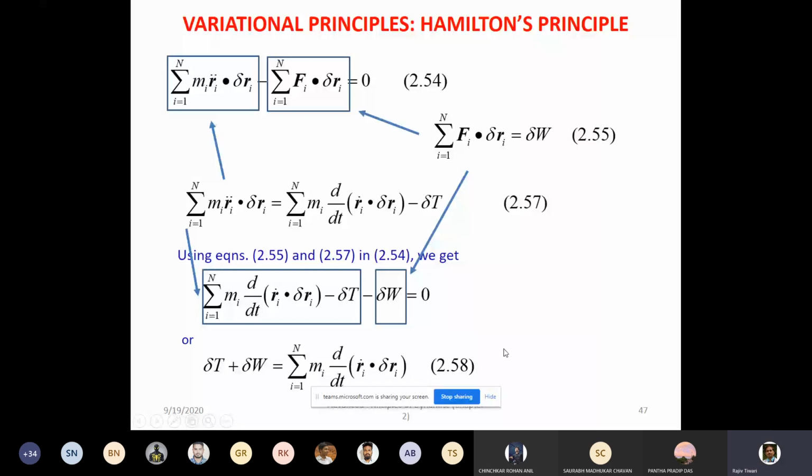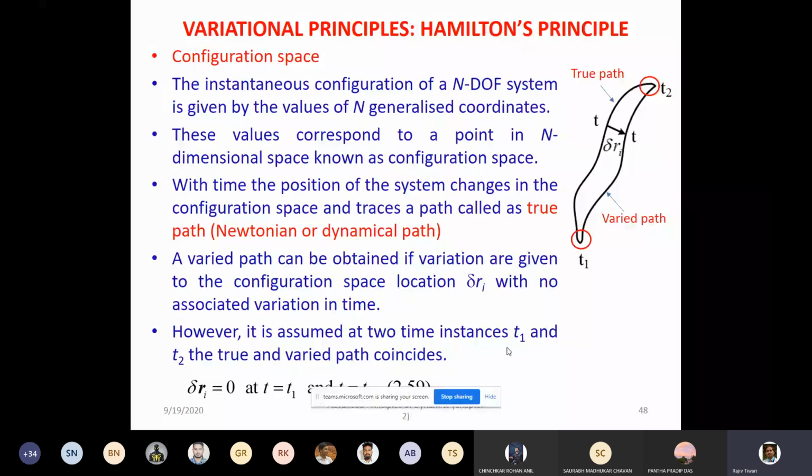Now let us see the concept of the configuration space. We'll come back to that equation again, but before that, let us see this configuration space concept. When we are dealing with an n degree of freedom system, n can take 2, 3, any number. So we want to generalize that particular concept.